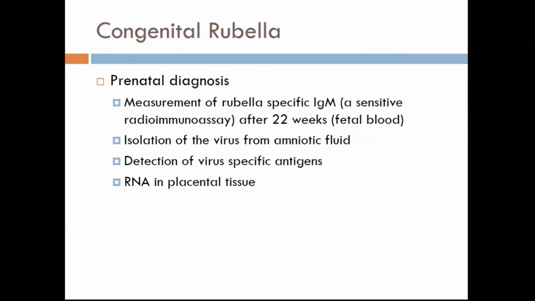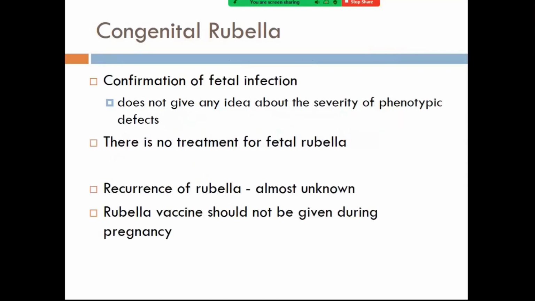So prenatal diagnosis is done by measurement of rubella specific IgM after 22 weeks, isolation of virus from amniotic fluid, detection of virus specific antigens, just like toxoplasma. So confirmation of fetal infection does not give any idea. So remember that only 15% get that triad of rubella. There is no treatment of fetal rubella, so there is no point giving spiramycin, pyrimethamine, all these things. Recurrence of rubella is almost unknown in the next pregnancy.